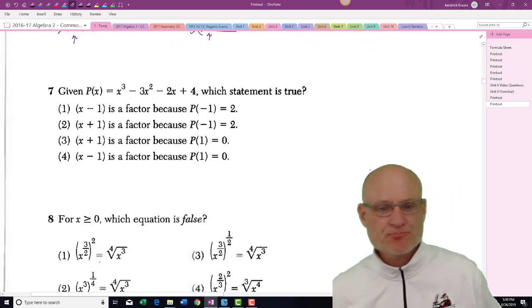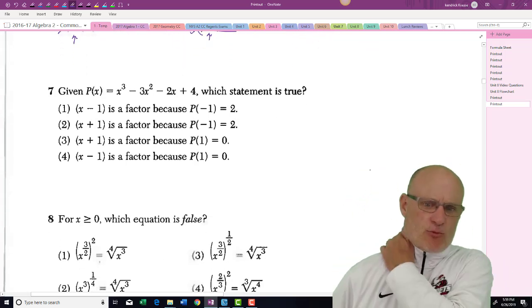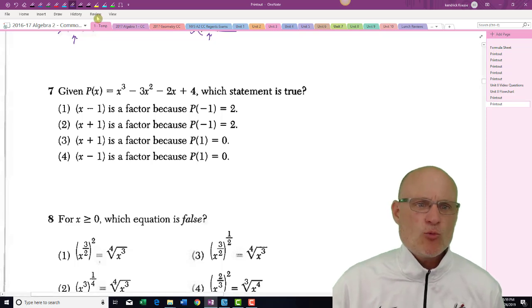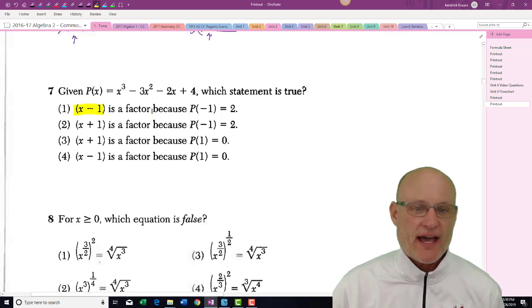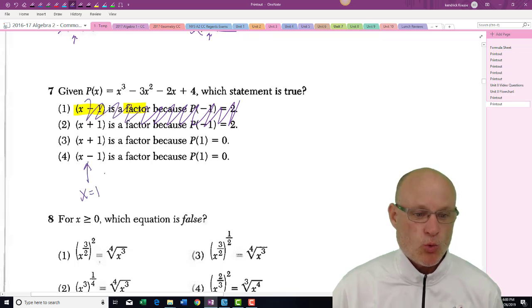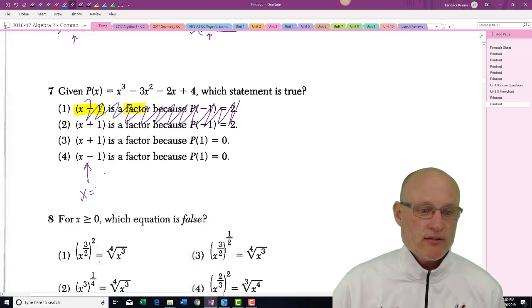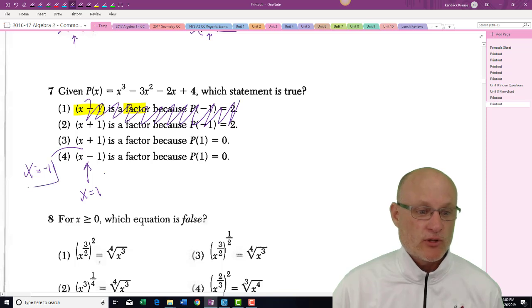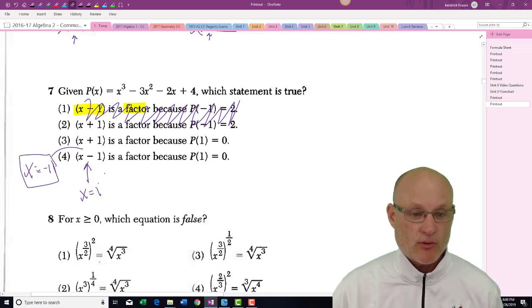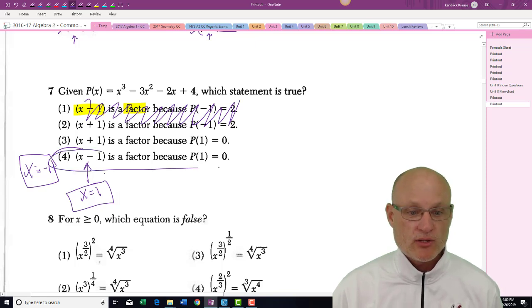All right, so given that, which statement is also true? Well, when it says something is a factor, then that means that it has to equal 0. So these two don't make any sense. Now, if this is a factor, then x equals 1 is a root. If this is a factor, then x equals negative 1 is a root. In other words, if I type in negative 1, I get 0 out. If I type in 1, I should get 0 out. So there it is. There's the big winner, choice 4.